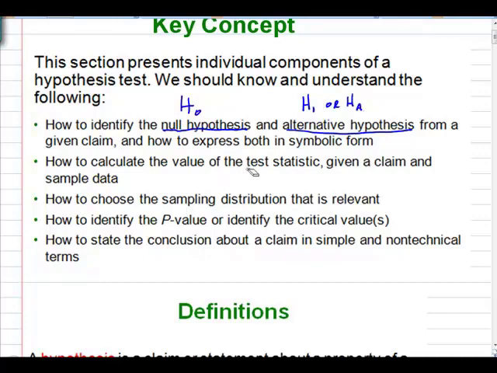We're going to look at how to calculate the value of a test statistic. We're going to look at what a test statistic is. We're going to choose a sampling distribution that's relevant, and a lot of this is going to feel very similar to what we did in Chapter 7. And then we're going to learn how to identify a p-value, learn what a p-value is, and the critical values, and then how to state the conclusion about a claim in simple and non-technical terms.